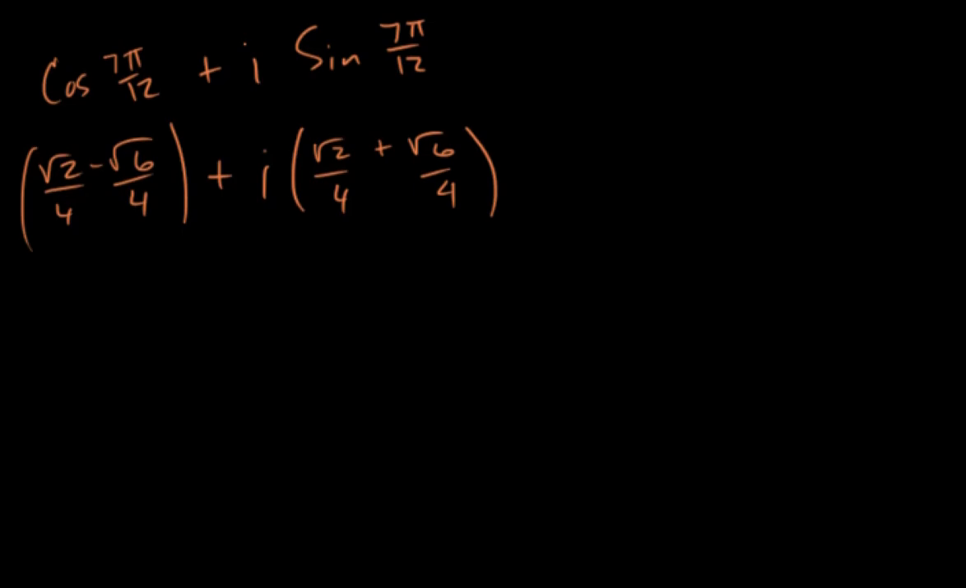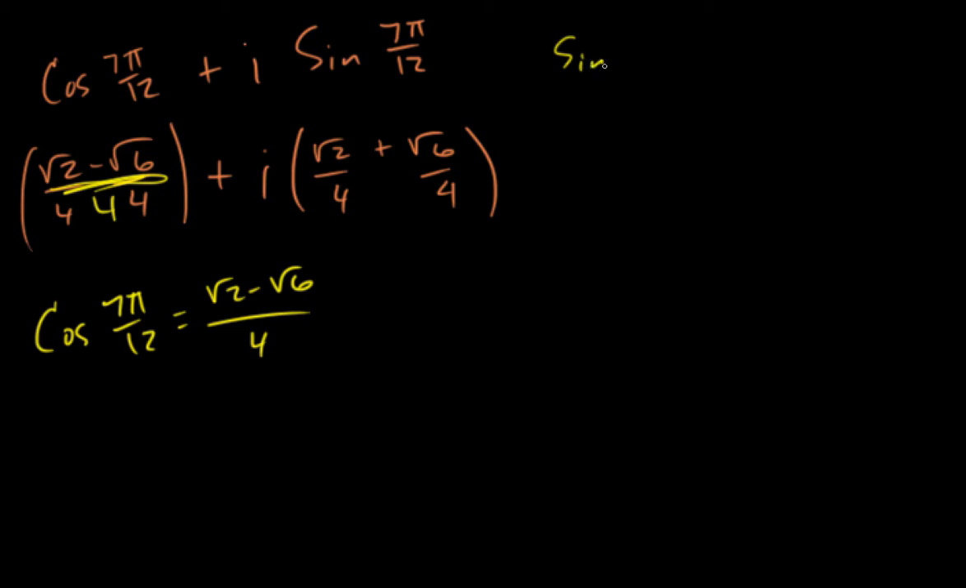Okay. So we're going to set the real parts equal to each other. So cosine of 7 pi twelfths is equal to, now these could combine and be just over 4, so square root of 2 minus square root of 6 over 4. And then same thing over here, sine of 7 pi twelfths is equal to square root of 2 plus square root of 6, and that's all over 4. And that is it.